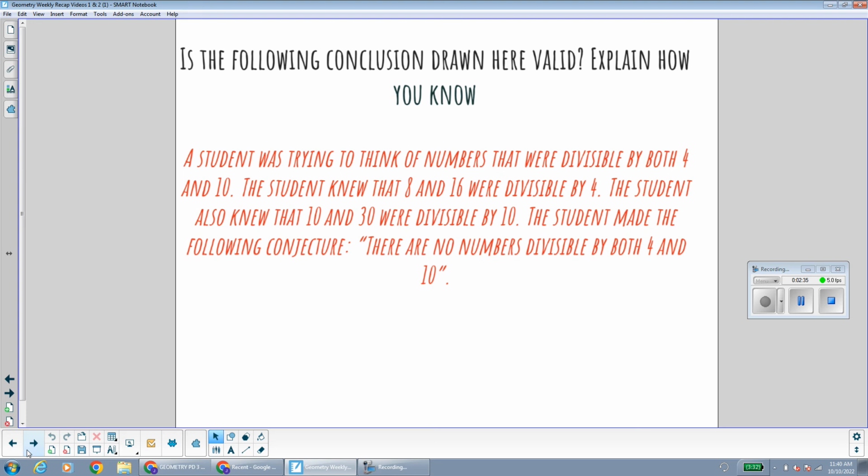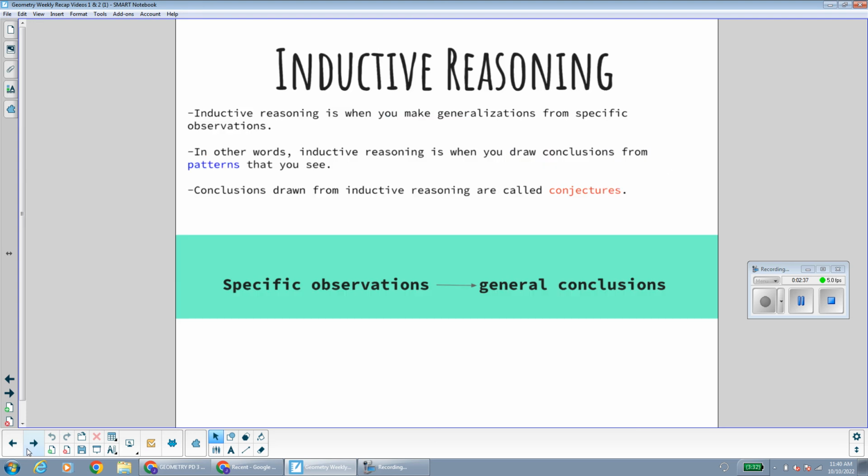Now that we see what the problem is with inductive reasoning, let's talk about what it is. So inductive reasoning is when you make generalizations from specific observations. Take the marble example. We started with the specific observations that the first, second, and third marbles drawn from the bag were blue. And from those specific observations, we drew the general conclusion that all the marbles in the bag had to be blue. In other words, inductive reasoning is when you draw conclusions from patterns that you see.